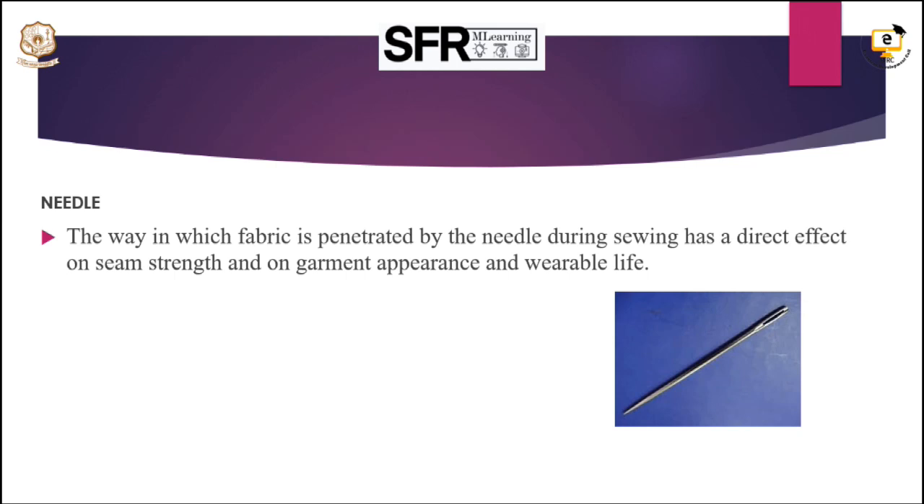And then the needle. The needle is mainly important to the sewing machine. The needle is attached, and then stitching the upper part and lower part. So the needle is perfectly attached to the face plate and the lower part. The fabric is penetrated by the needle during sewing, which directly affects the seam strength, the garment appearance and the wearable life. So the needle is the main important part of our sewing machine. And then different types of needles are also available.